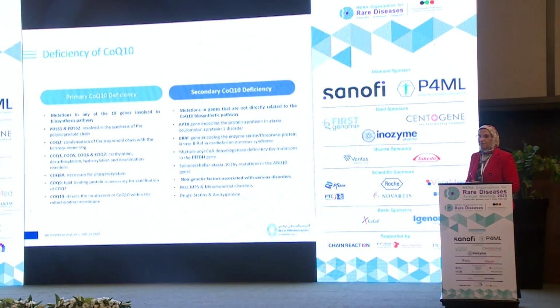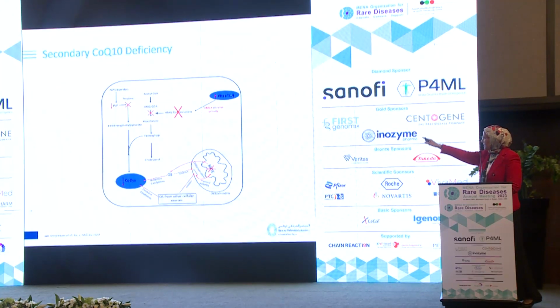While the secondary Q10 deficiencies could be because of other disorders that could indirectly affect Q10 synthesis in the body, including things like PKU, maple syrup urine disease, mucopolysaccharidosis, other mitochondrial disorders, some drugs, particularly statins, and that's also important in adults to know, and amitriptyline, which is one of the antidepressant treatments. And this is basically how these secondary disorders can affect the biosynthesis of Q10. I'm not going to bore you with the details of that.